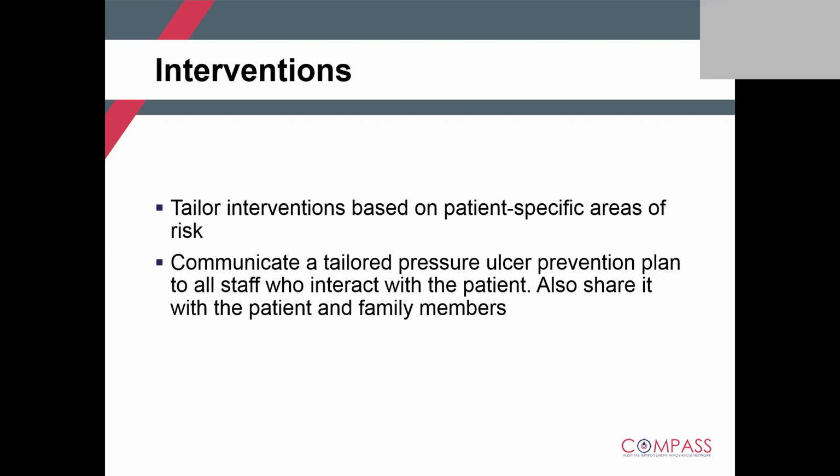So once you come up with your Braden score, you need to identify interventions based on that patient. Tailor interventions based on patient-specific areas of risk. And also, again, you need to communicate the tailored pressure ulcer prevention plan to all staff who interact with that patient, and also share it with the patient and family so they feel involved in their care.